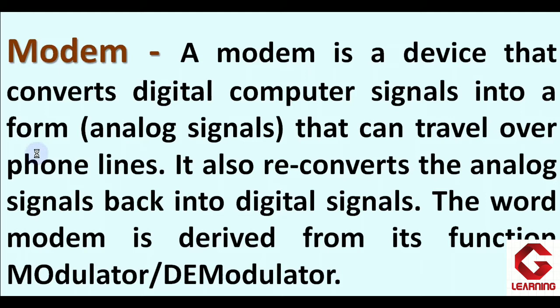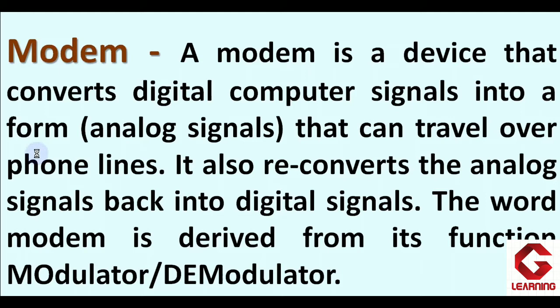So in this way, conversion of signal is needed whenever we are getting internet connection through telephone line: from digital to analog at the sender end and analog to digital at the receiver end. For this conversion, one device is needed, and that device is the modem.